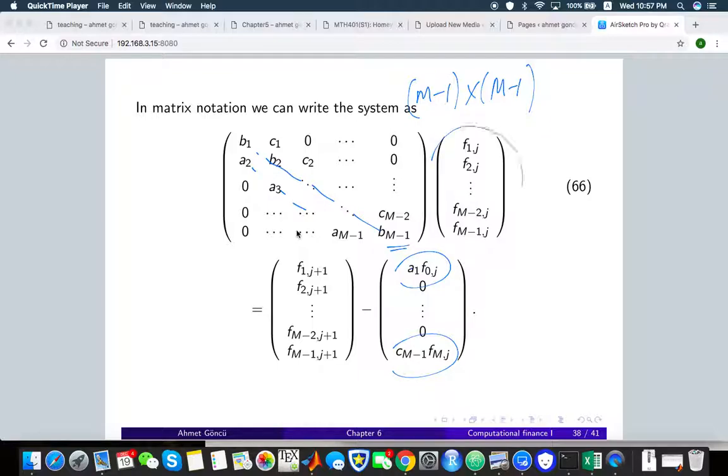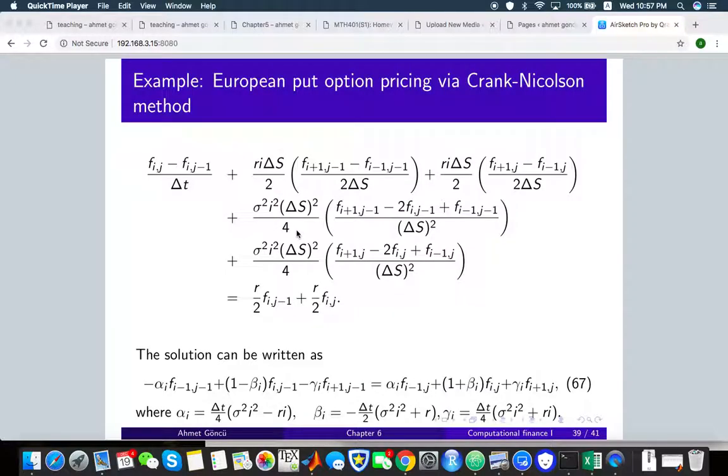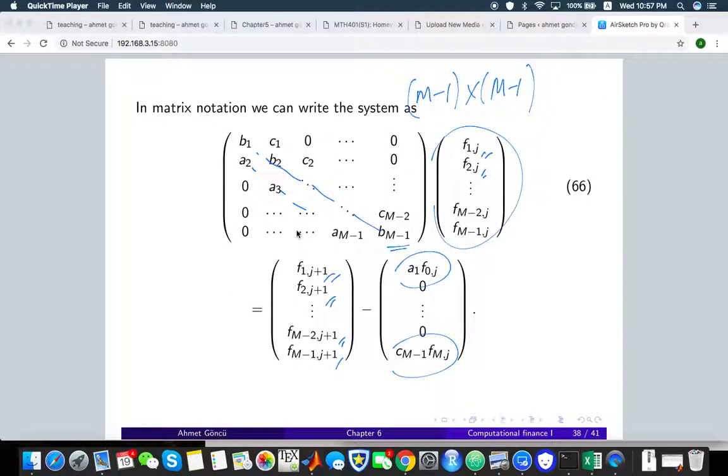And this is the unknown. These are the values that we don't know because we are going backward again. And these are the values that we already know. So this now becomes the same system of equations as we have seen in the previous slides. You can apply the same technique that we have done and obtain the solution. The only difference is we are going backward.